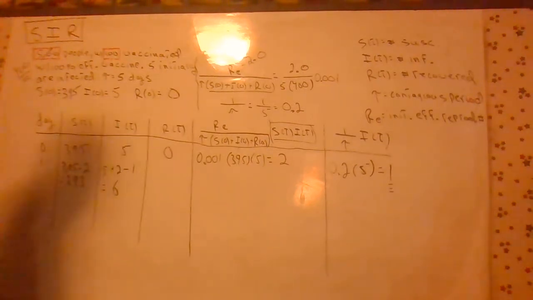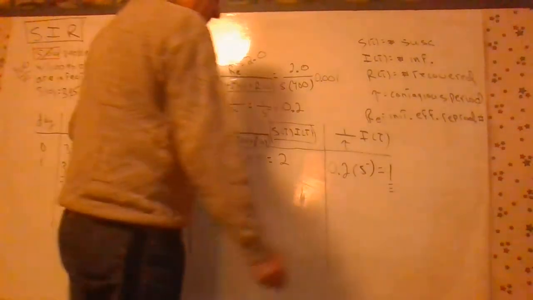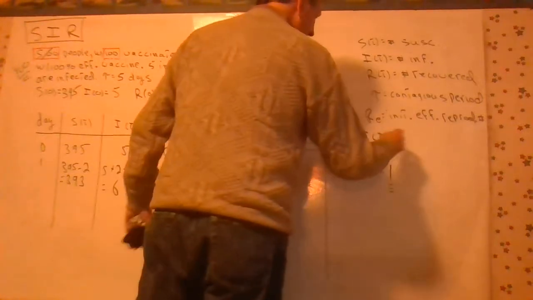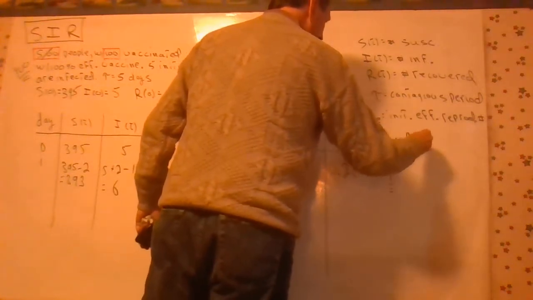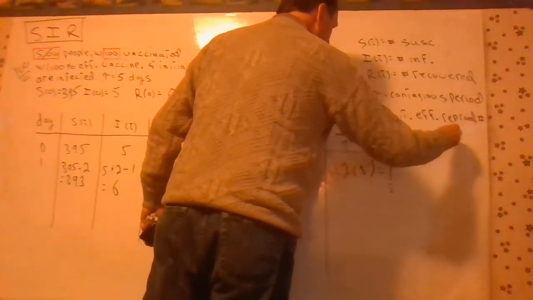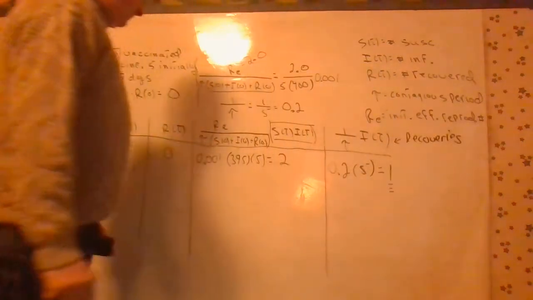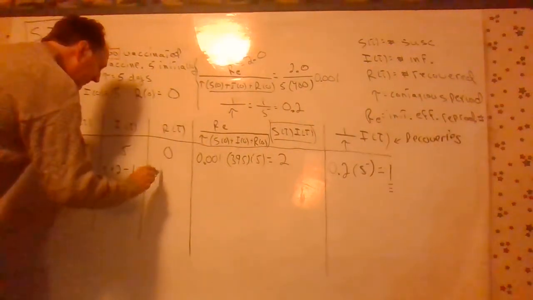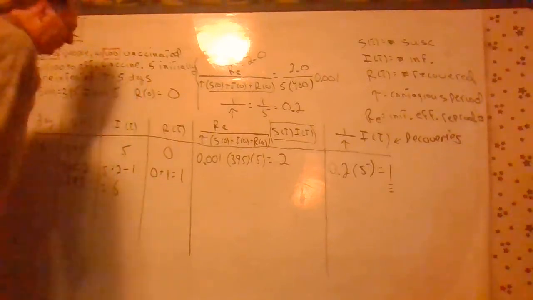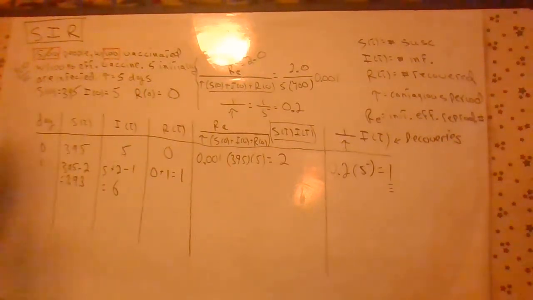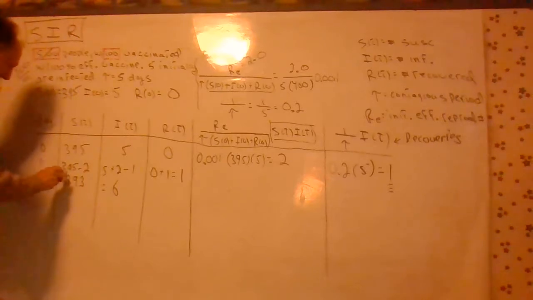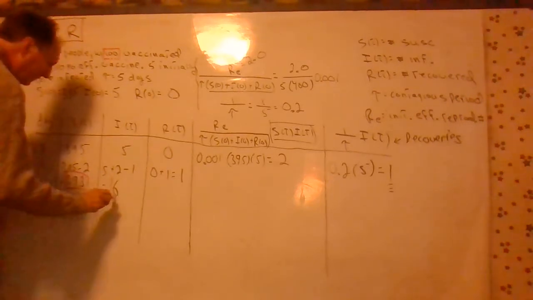And then the recoveries, well, we have to take 0. This is the recoveries rate here. So we have to take 0 plus 1 equals 1. Okay, and those are our new numbers. Let me box these in.